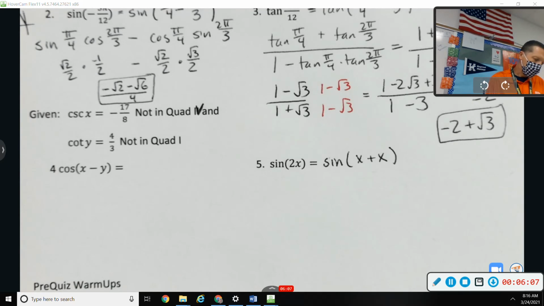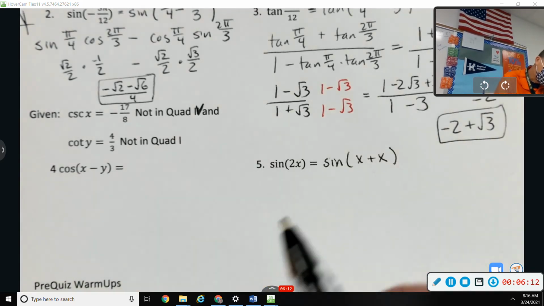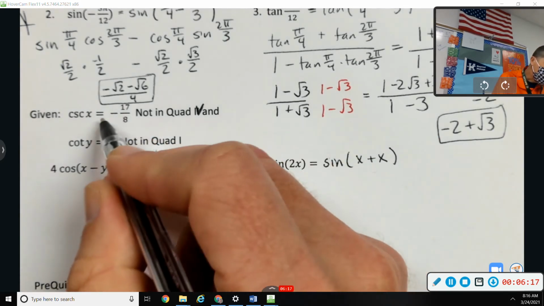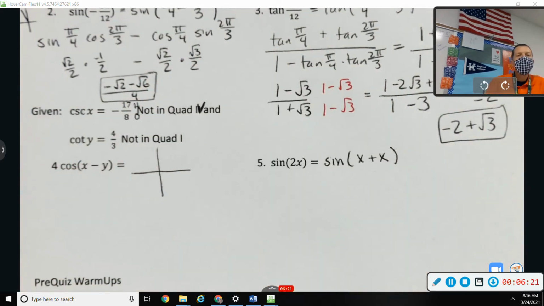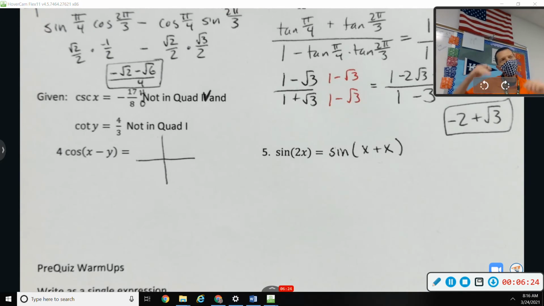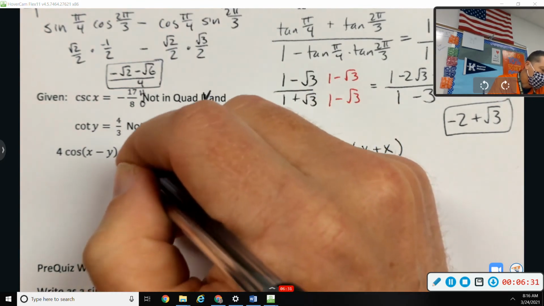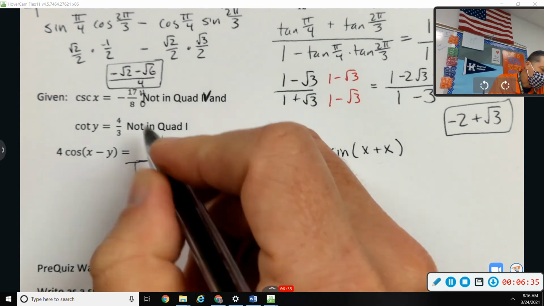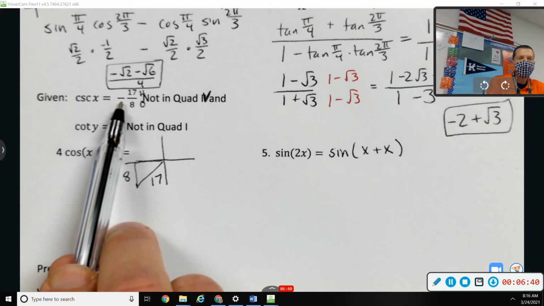Number 4. Oh, and 5. They go together. So cosecant, there's not much space here. Cosecant goes with sine, so this is hypotenuse over opposite. Sine is negative in the down quadrants, except I'm not in quadrant 4, so I've got to be in quadrant 3. So hypotenuse is 17, opposite is 8. Where did the negative come from? Why is this negative 17 over 8?